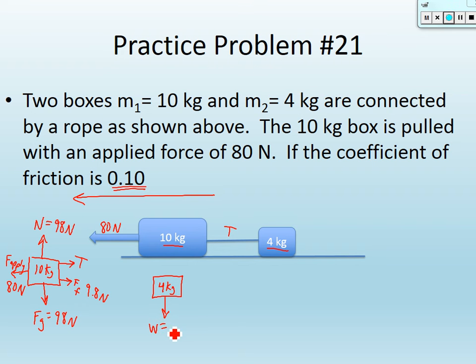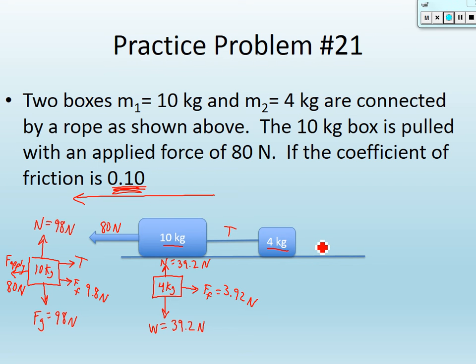We got weight. What's 4 times 9.8? 39.2 newtons. Okay, that means my normal force up is equal to 39.2 as well. Again, it's moving to the left, so which way is friction going to point? To the right. So force of friction, and that's 0.1 times 39.2, 3.92 newtons.